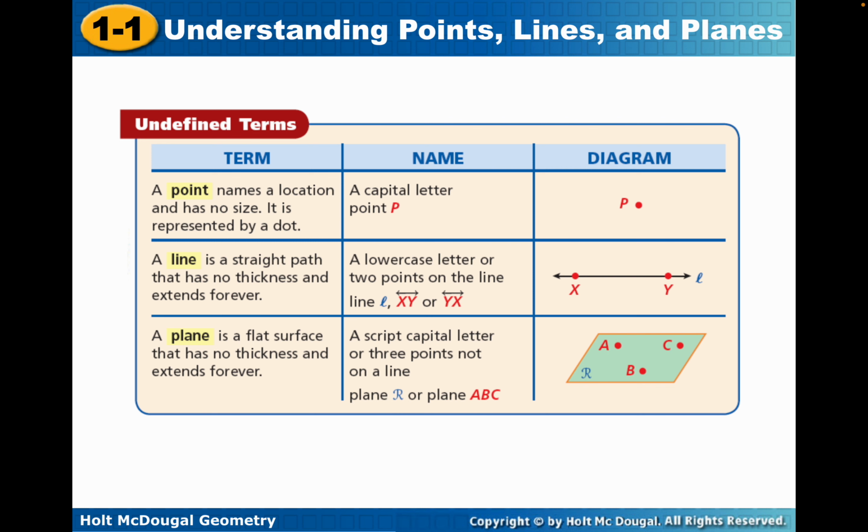Then finally, a plane is a flat surface. It has no thickness and extends forever. As you can see in that diagram, it has the letters A, B, and C in it. We'll be focusing on planes named with A, B, and C rather than the R. To name it, it has to be 3 points not on the line, but just 3 points inside of the plane. There might be more than just 3 points. When you name that plane, you just have to have at least 3 of those points inside the plane. Not on the line, inside.